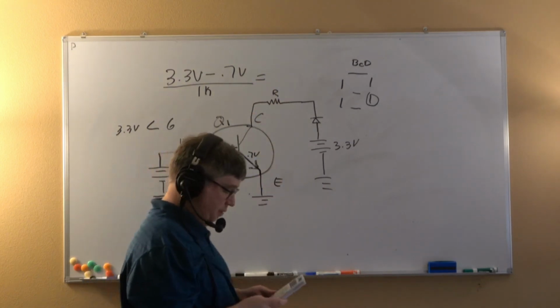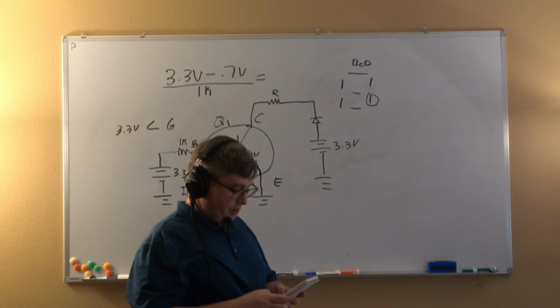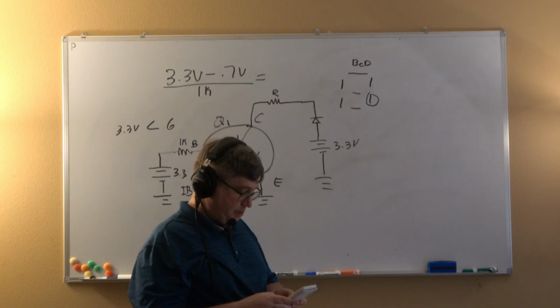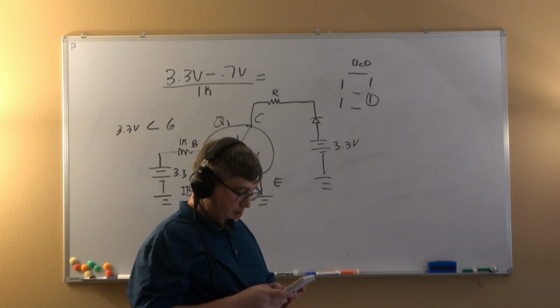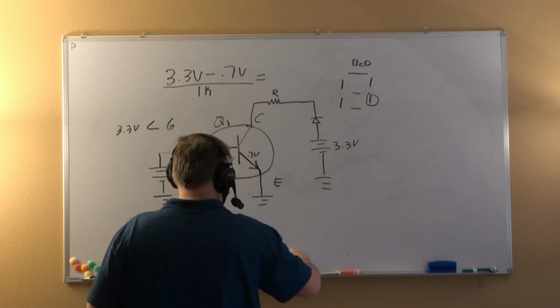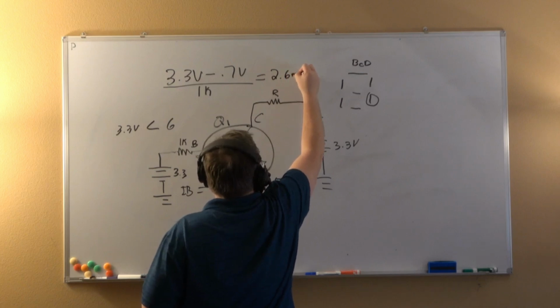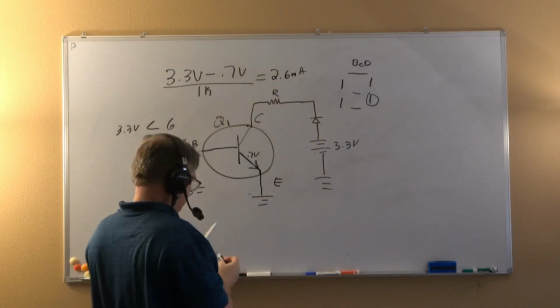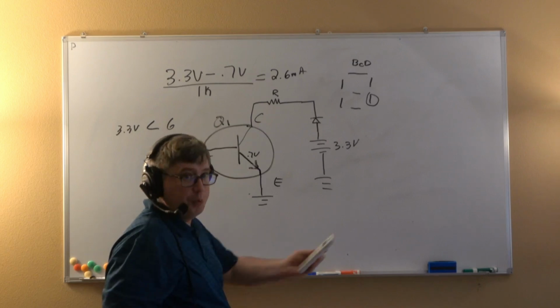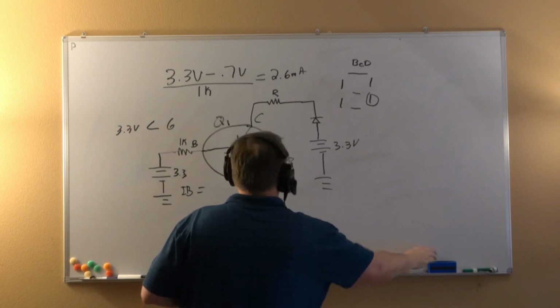So let's go ahead and do it. 3.3 minus 1.1, okay. No, I'm sorry. 3.3 minus 0.7. All right, divided by 1,000. And that's 2.6 milliamps. That equals 2.6 milliamps. So that's pretty low. This just opens up the valve. It opens it up. So that's pretty low. So let's go ahead and erase this.